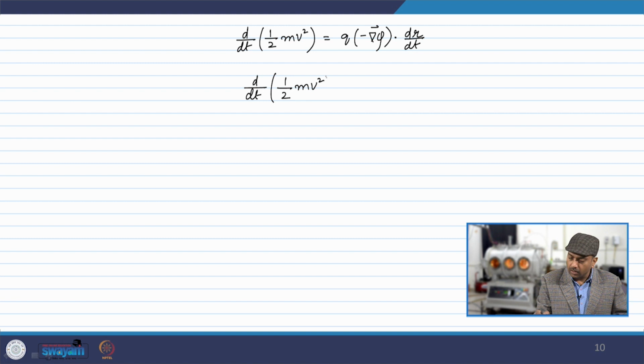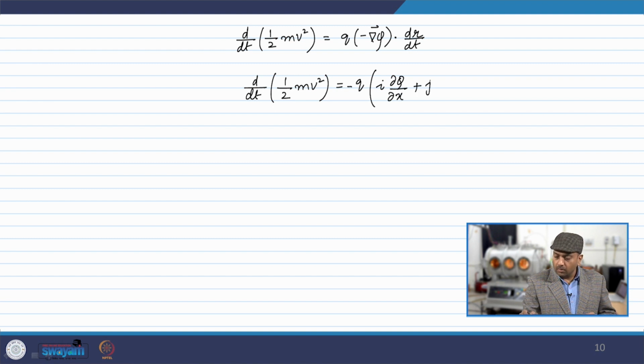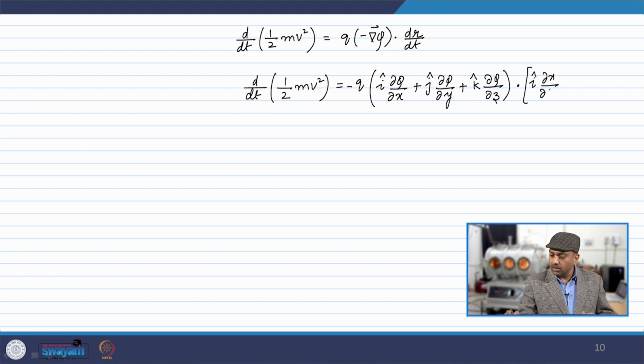or we can write d by dt of half mv square is equals to, since this is a gradient, we will expand the gradient as, so we will put minus here and i cap dou phi by dou x plus j cap dou phi by dou y plus k cap dou phi by dou z dot dr by dt, i cap dou x by dou t plus j cap dou y by dou t plus k cap dou z by dou t, right.